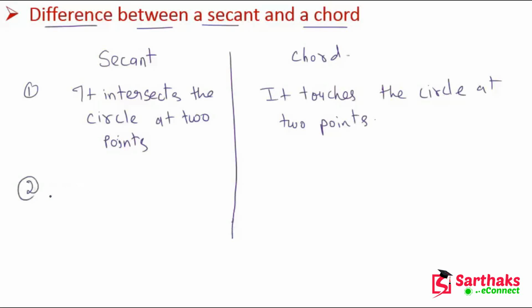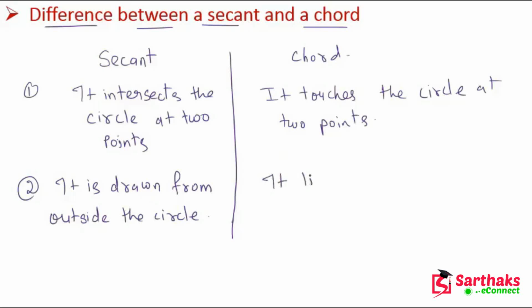So the second difference is that the secant is drawn from outside the circle, while the chord lies within the circle. I hope you get this point. So now let's move on.